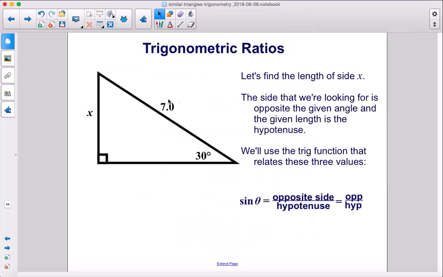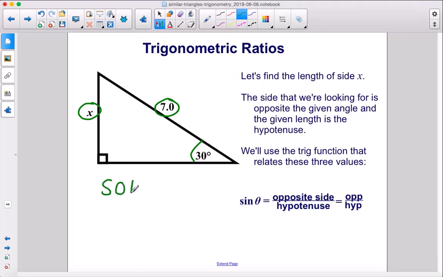Let's find the length of side x. The side that we're looking for is opposite the given angle, and the given length is the hypotenuse. We'll use the trig function that relates these three values. In this case, that's sine theta. This is the angle we want here. And we have opposite and hypotenuse, and as we know, because of SOHCAHTOA, sine is opposite over hypotenuse, so we have sine theta equals opposite over hypotenuse, and that is how we will solve for x.